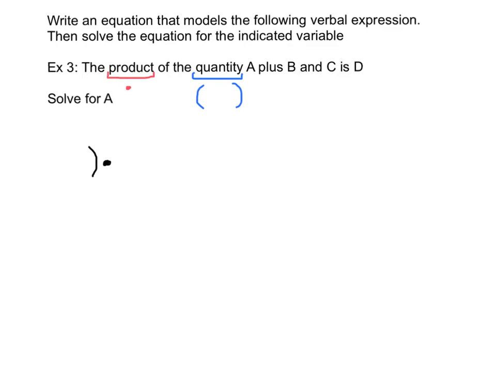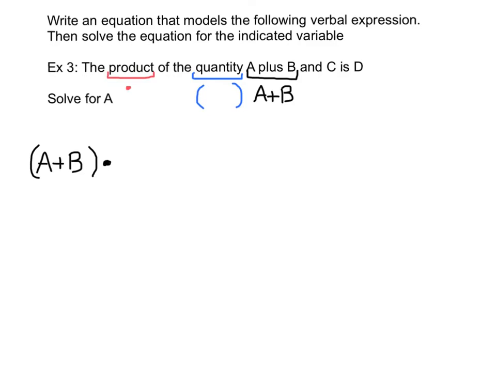And if we keep reading, we'll notice that right after the quantity, well, what is the quantity of? It's the quantity a plus b. So in other words, inside those parentheses is going a plus b, and a plus b is now the first part of our multiplication.